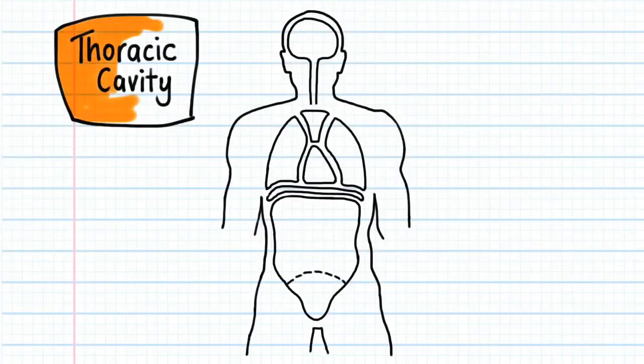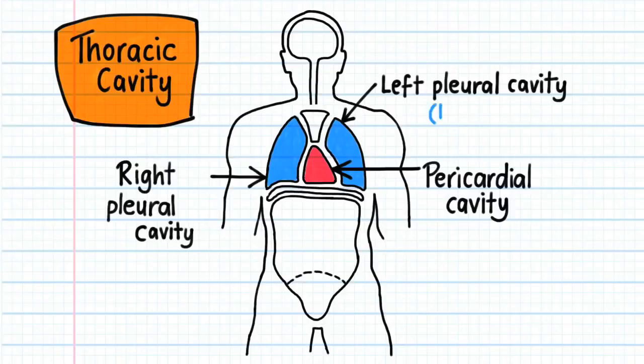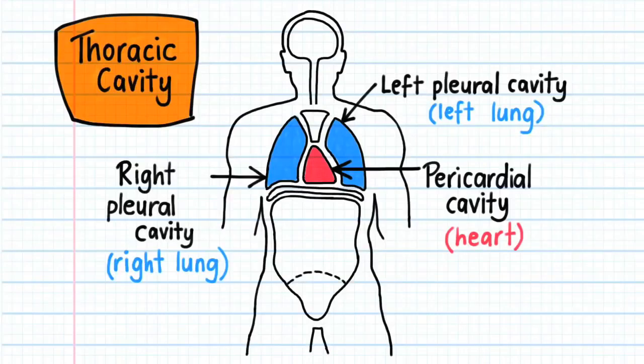The thoracic cavity can be subdivided into the left and right pleural cavities and a central pericardial cavity. The pleural cavities contain the lungs, and the pericardial cavity contains the heart. Separating these three cavities is a partition called the mediastinum.